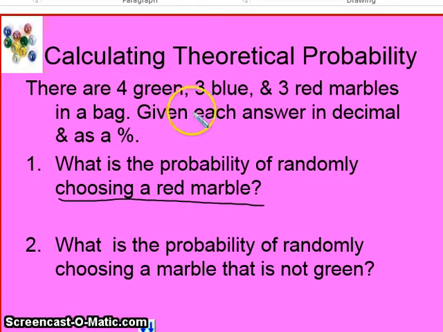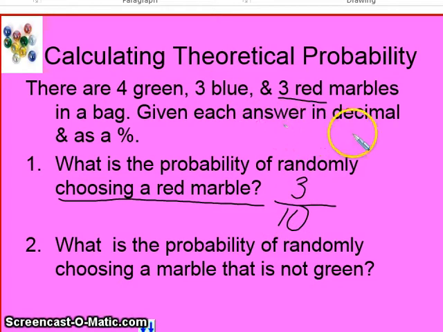So if we look here, we have 3 red marbles in the bag. So our favorable outcomes are 3. There are 3 red marbles that we could draw. To find the probability, we're going to divide that by the total number of outcomes, or the total number of marbles in the bag. So there are 4 green plus 3 blue, that's 7, plus 3 red, so that gives us 10. The probability of randomly choosing a red marble is 3 red marbles out of 10 total marbles.